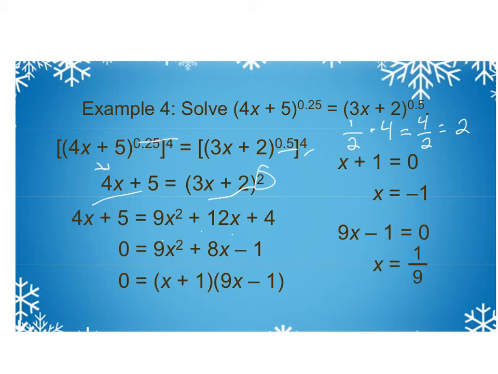I'm going to subtract 4x, and I'm going to subtract the 5. 12 minus 4 is 8. 4 minus 5 is -1. Now I factor. Factors of 1 when combined with factors of 9 subtract to 8. So 9 times 1. 9 minus 1 is 8. There we go. The larger has to be a plus.